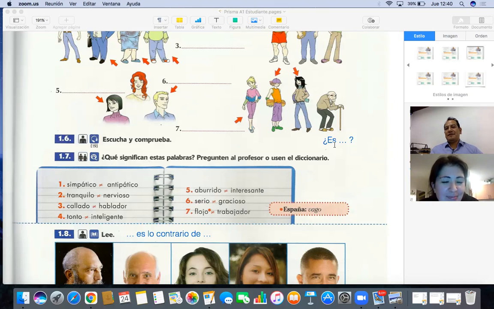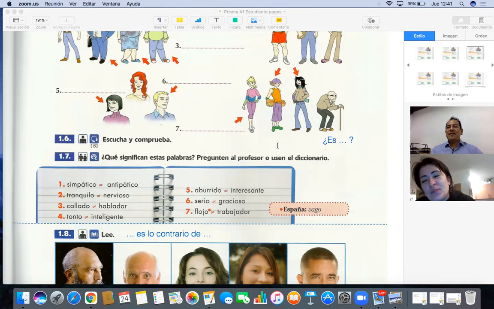Well, you can also ask about other things like the nationality. Is he Mexican? Is he American? ¿Es americano? No. ¿Es mexicano? No. ¿Es colombiano? No. ¿Es inglés? No. I only know a certain amount of countries.